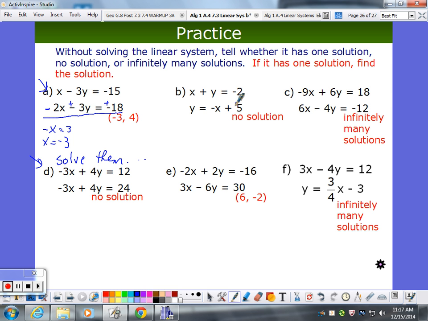This one, the slope here, this one's kind of easy to see what this is. y equals negative x minus 2. My slopes are the same, but my y-intercepts are different. These are parallel lines. There will be no solution.